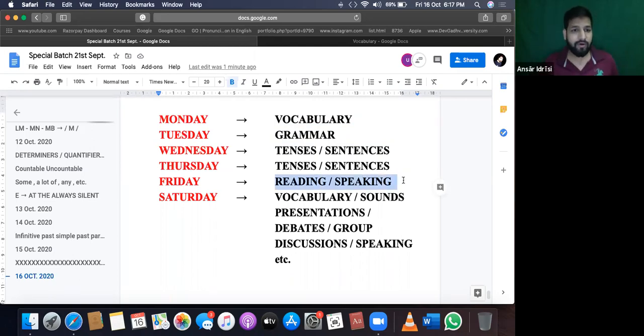You should be able to do reading as well as speaking. And on Saturday, we are going to have vocabulary. Sometimes we are going to have sounds. Sometimes we are going to have presentations, debates, group discussions, speaking and all.